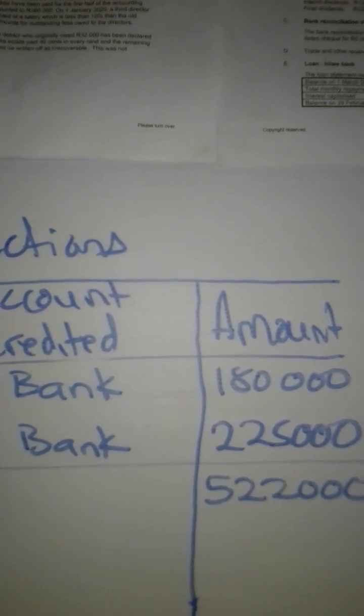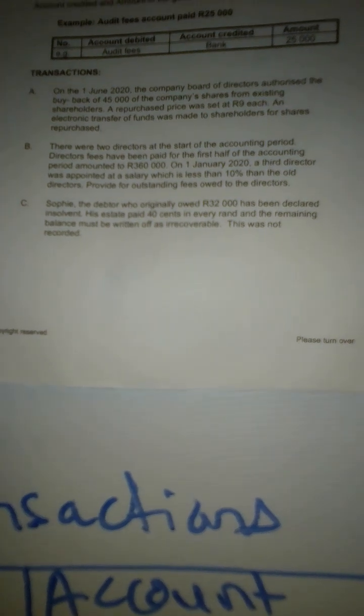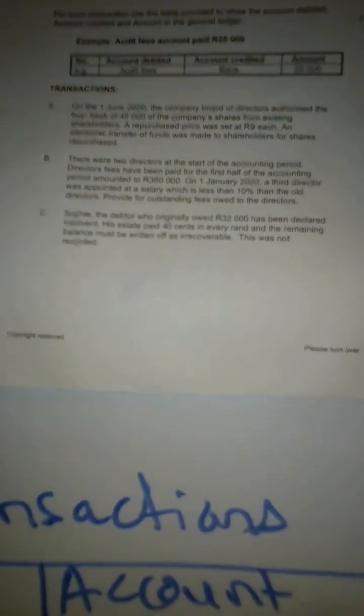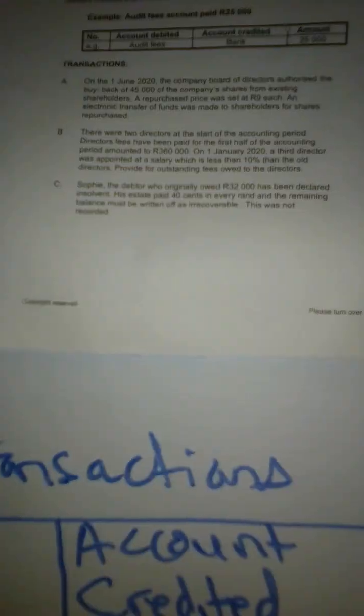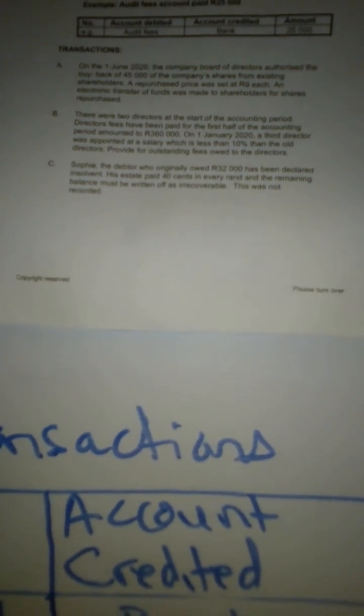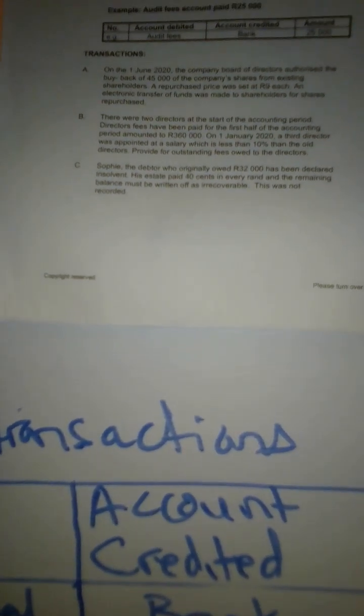Okay. So because of this transaction, remember every time a transaction takes place, 2 accounts are supposed to be affected. Which 2 accounts are going to be affected? From the statement here, you can already see that we are dealing with director's fees. And the other thing that they indicated is to provide for the outstanding fees. So I've got the director's fees and the accrued expense. They are the 2 items that we have.